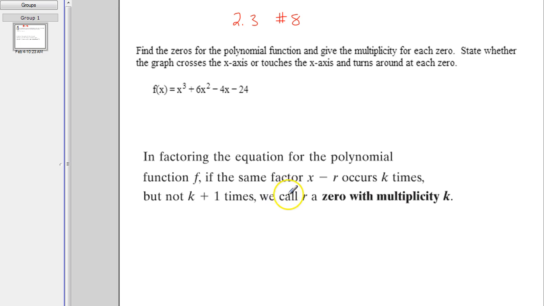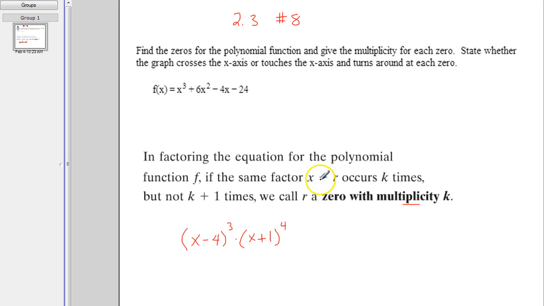Remember what we have to do in that case for multiplicities is to find the factored form. So we have to factor this thing, and then once we have it in the factored form, what this part right here is saying: if the same factor x minus r occurs k times. So, for instance, if we have x minus 4 three times, and x plus 1 to the 4th power, let's say this is a factored form of a polynomial. We'll get to a specific example up here. But what we have here is x minus 4 is occurring 3 times, but not 4 times. x plus 1 is occurring 4 times, but not 5 times.